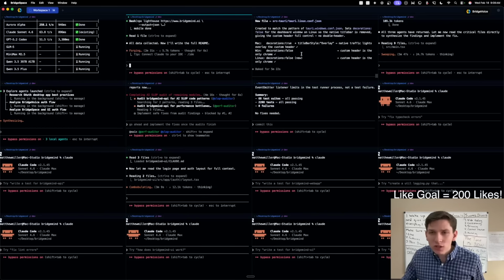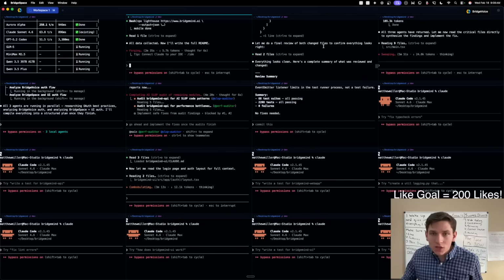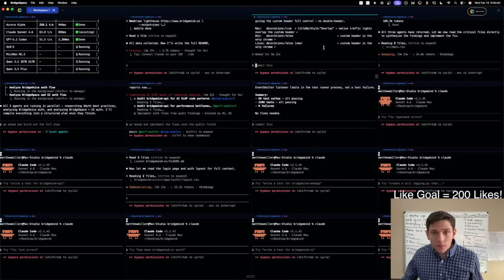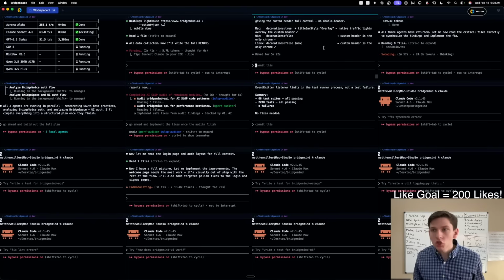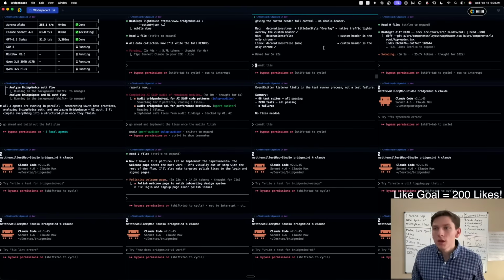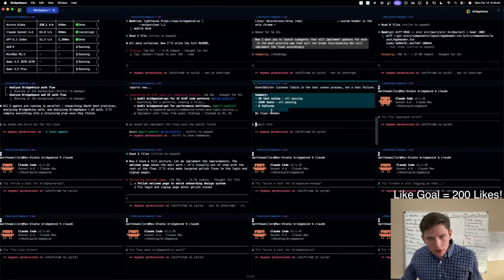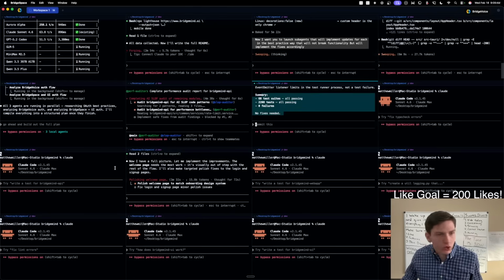So it said create a match pattern here. So this is the recommendation. So these are all the issues that it found. So I want you to launch subagents that will implement updates for each in the best practice way that will not break functionality, but will implement the fixes accordingly. So we're going to now pass that in. It looks like all tests, so 2,208 tests, are all passing, so we don't need to worry about that.